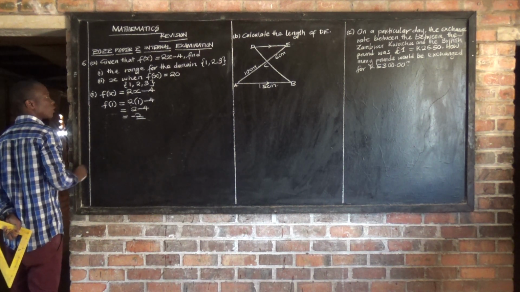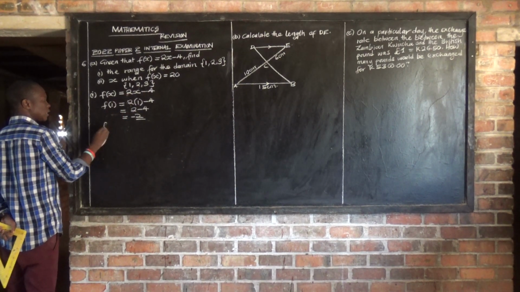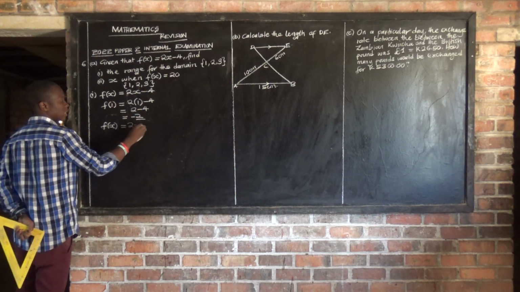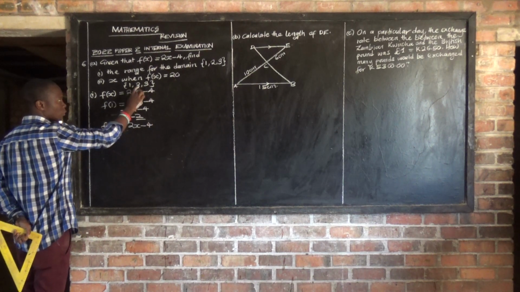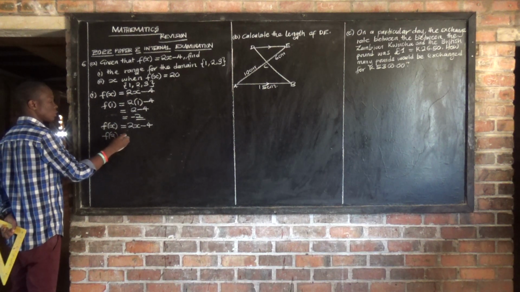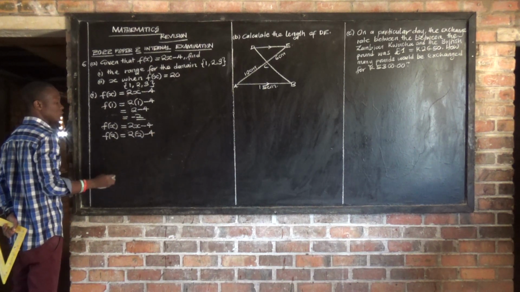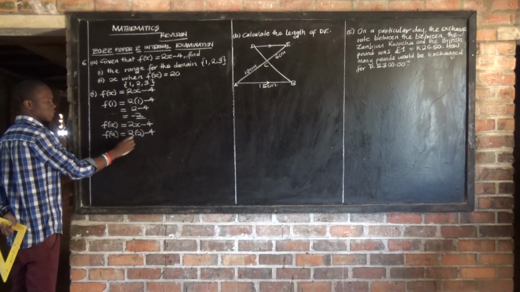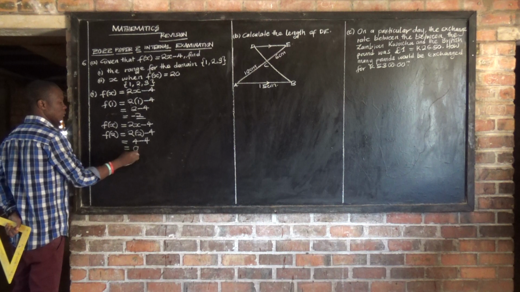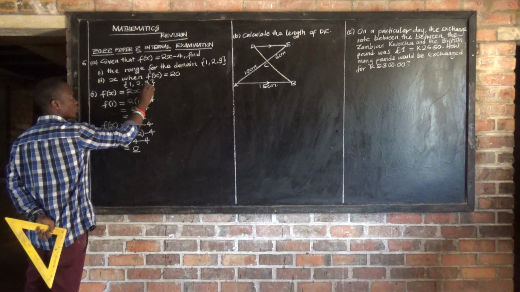Then the other one, we're going to get 2, meaning where there is x you're going to put 2. So we say f of x is equal to 2x minus 4. This time we're going to put 2 where there is x and say f of 2 is equal to 2 times 2, which is 4, minus 4. 4 minus 4 gets 0. So our answer is 0, where x is 2.